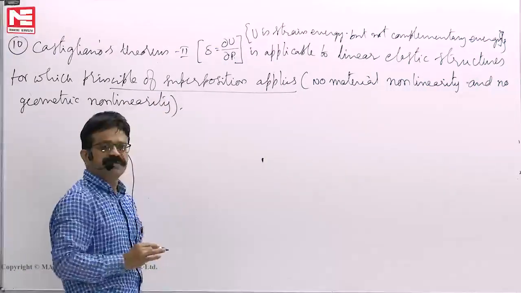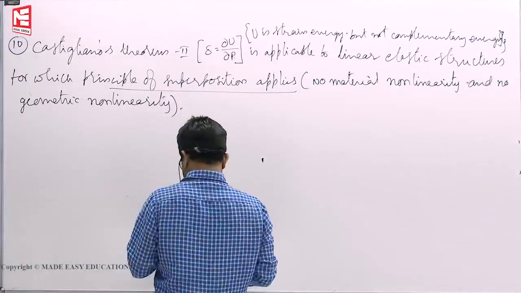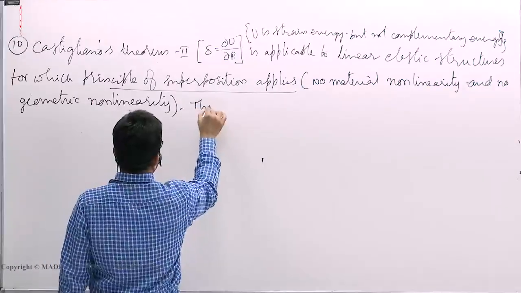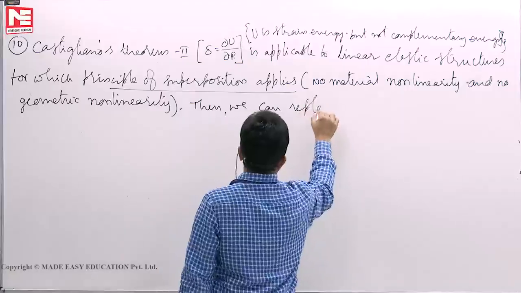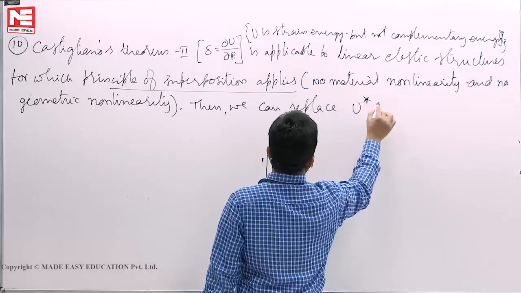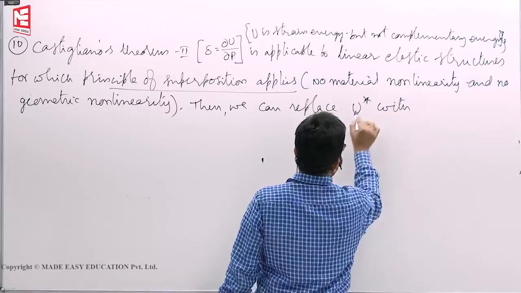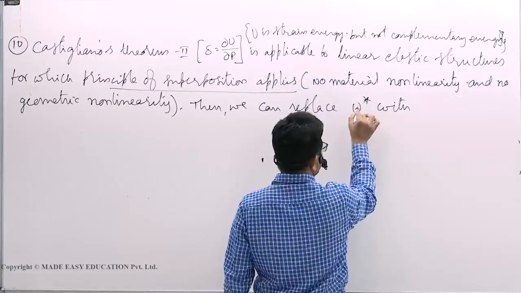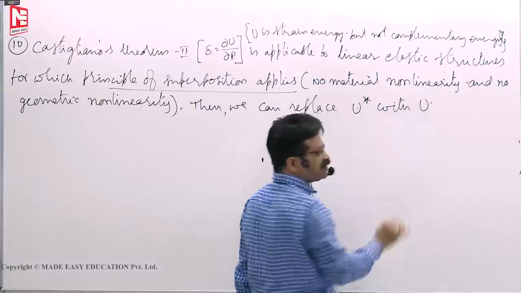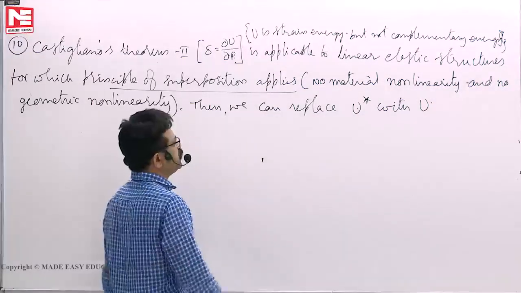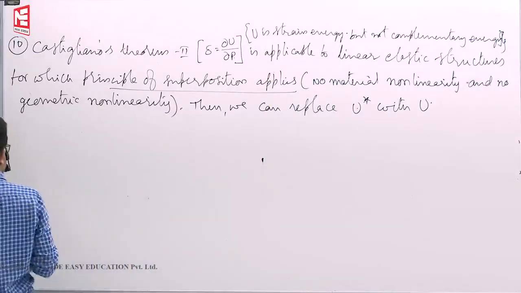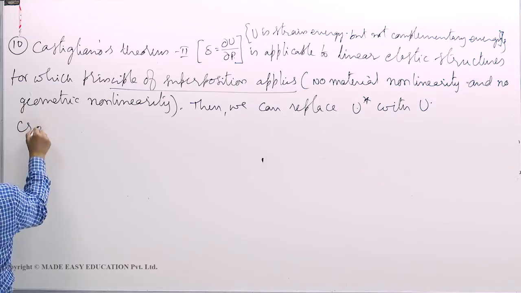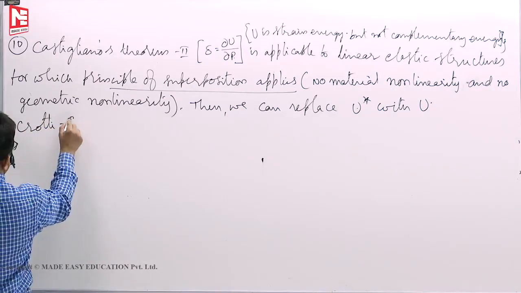These two things should not be there. Then we can replace U star with U. For such cases, complementary energy can be replaced with strain energy. Then that strain energy is used here. This I have given you already.